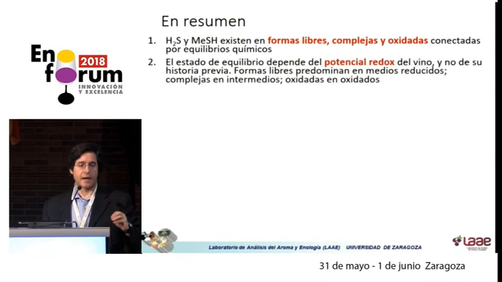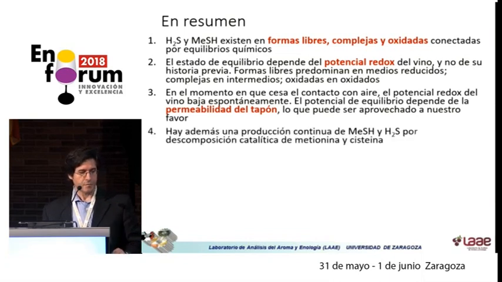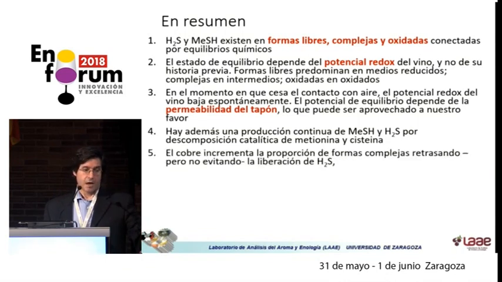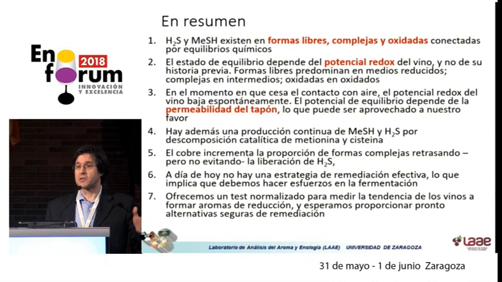These compounds are in free, complex, and oxidated forms that are totally balanced. And this balanced state depends on the redox potential of the wine. Today we can only have an influence or an impact by playing with the different permeability degrees of the cork. Copper has an effect. It allows us to delay the formation and the release, but it does not avoid it. And oxygenation today, except in the fermentation, is not a solution.